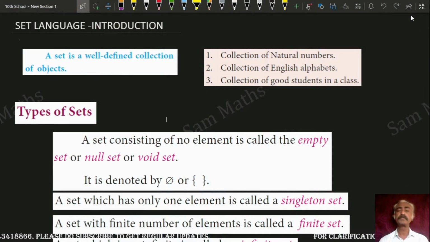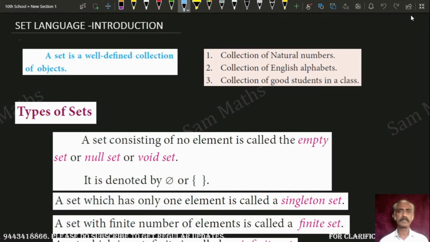Children, listen. In 9th standard, you studied set language. I am just going to give some introduction on that. What is a set, types of sets, and the operations that we are going to discuss. A set is a well-defined collection of objects.